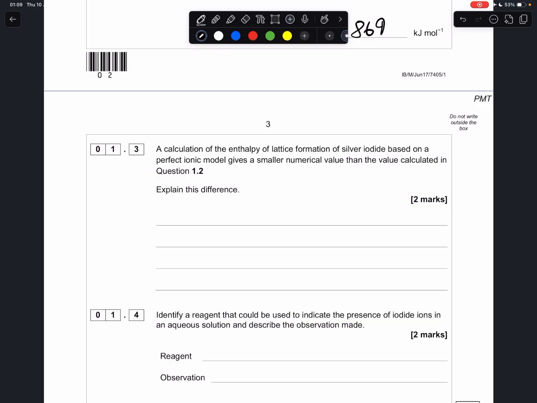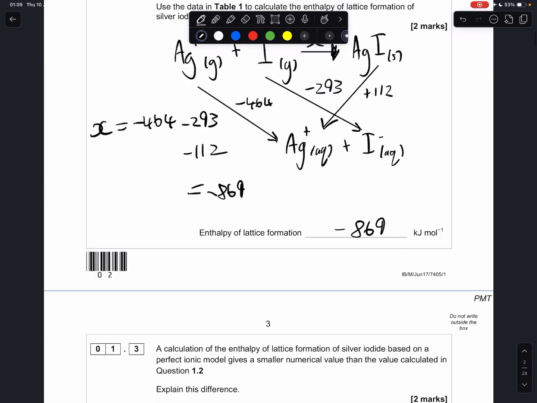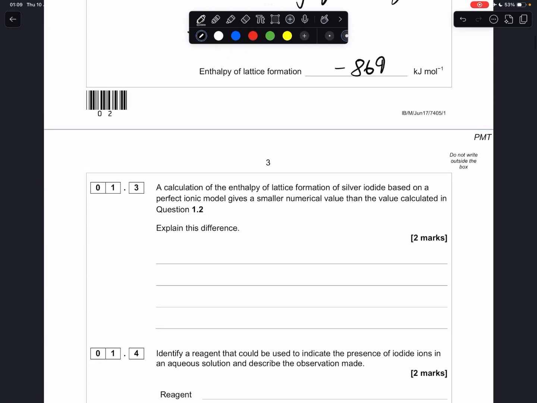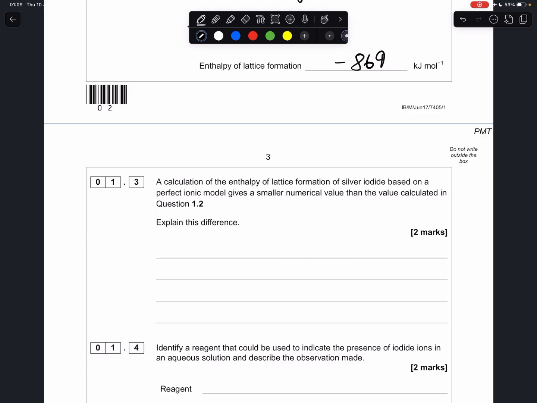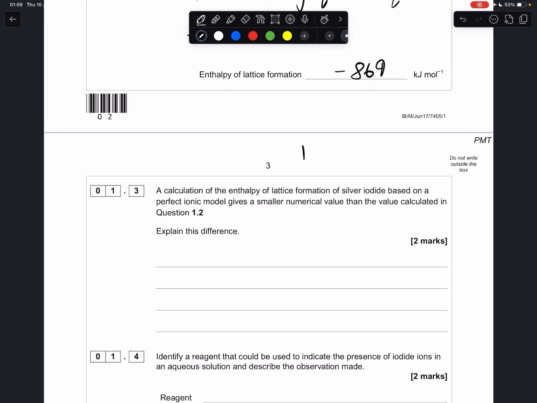A calculation of the enthalpy of lattice formation of silver iodide based on a perfect ionic model gives a smaller numerical value than the value calculated in 1.2. So 1.2, this is like our actual data, this is what actually happened, and that's our enthalpy change, minus 869. And if we're looking at the perfect ionic model, we have a smaller numerical value, so it's less exothermic, less energy given off. So the perfect ionic model looks a bit like this.